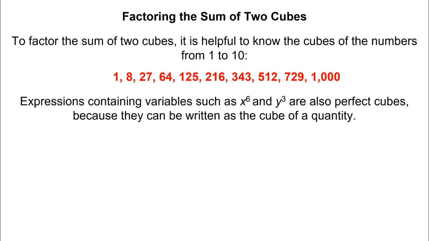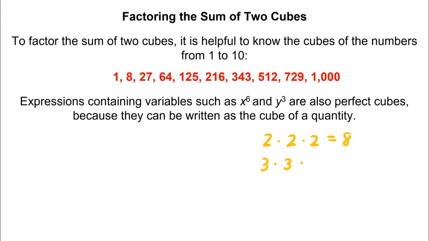A perfect cube is a number that results from multiplying a number times itself 3 times. So in other words, 2 times 2 times 2 equals 8. 8 is a perfect cube. And the cube root of 8 is 2, because you have to multiply 2 times itself 3 times to get the perfect cube of 8.